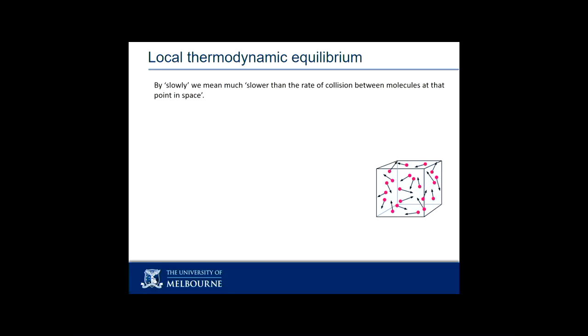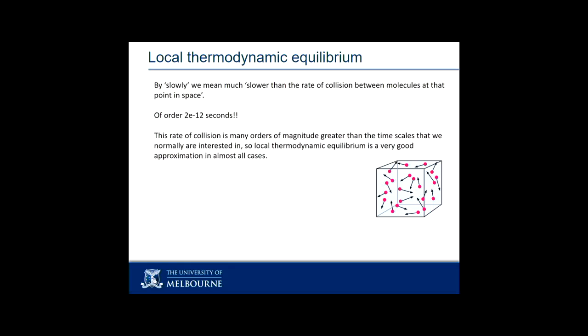We need to be in a situation where the properties are changing slower than the rate of collision between molecules at that point of space. That's our metric: how fast the molecules bounce into each other, which luckily for us is really, really quick, of order 10 to the minus 12 seconds. Most of the time, if I measure the temperature of something, I've been measuring for a little bit longer than that. And so at the point where I read you the temperature, the system was at local thermal equilibrium.